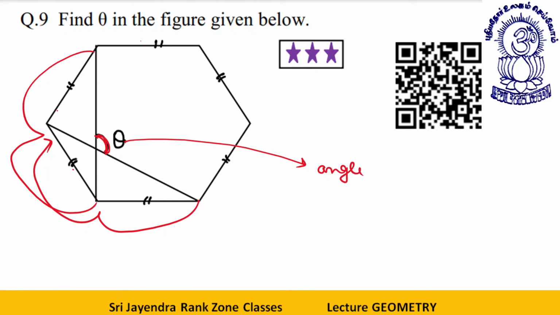Angle of a regular hexagon. What is the angle of a regular hexagon? That is 120 degrees. Quite easily done.